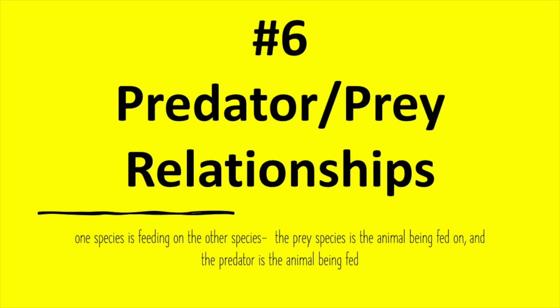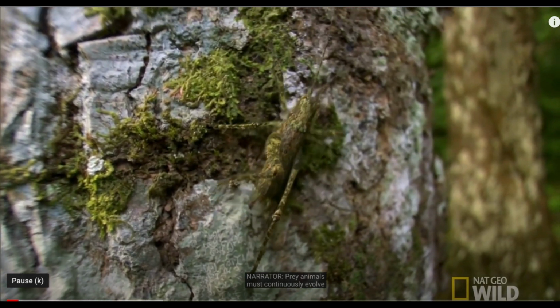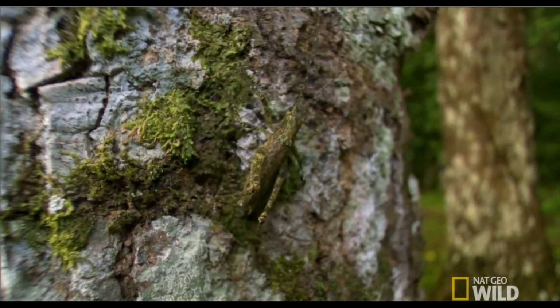Number 6, predator-prey relationships. In a predator-prey relationship, one species is feeding on the other species. The prey species is the animal being fed on, and the predator is the animal doing the feeding, or the hunter. Prey must continuously evolve to evade their predators.